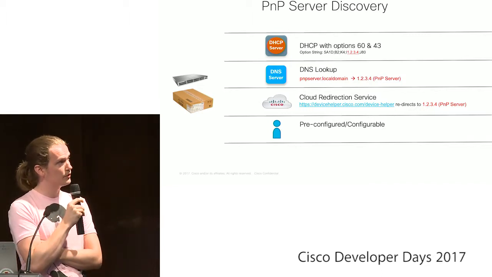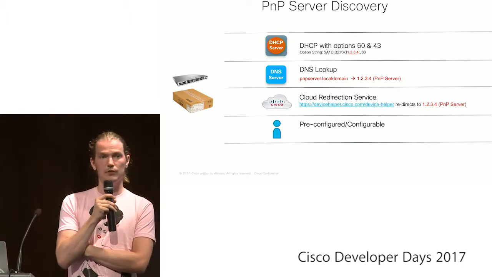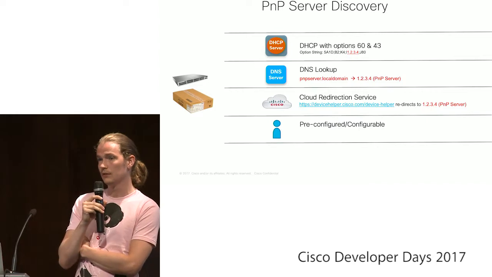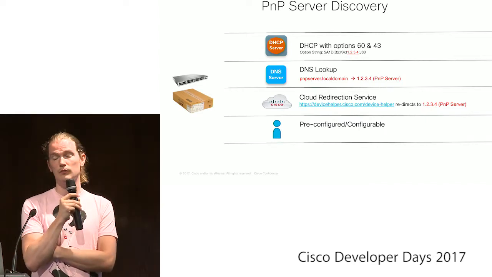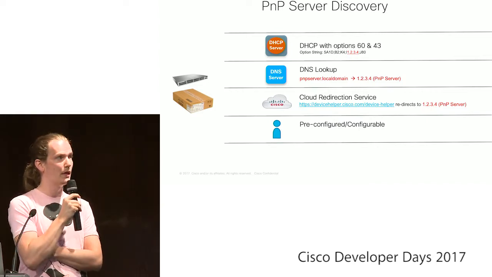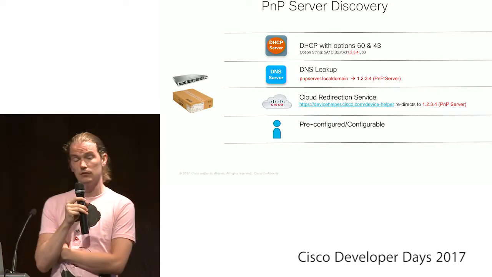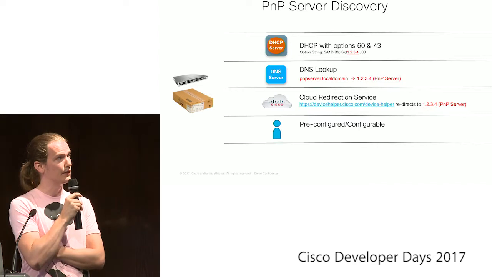And the fourth option is that it's pre-configured. So we call it the -1 configuration of the device, that the device already knows which PMP server to talk to, or you go in manually, as we will do, or have done in the demo for that device. So you just specify the IP address.